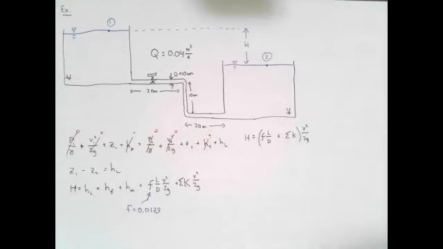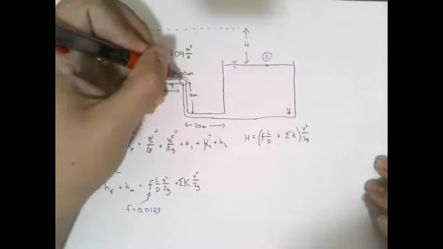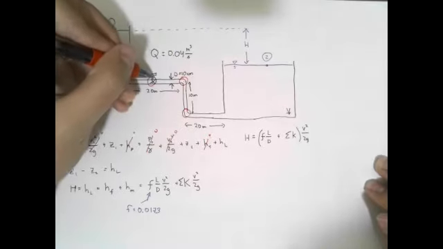The bends in the pipe and the check valve. Okay, we have a loss at the bends. We have a loss at the check valve. That's good.